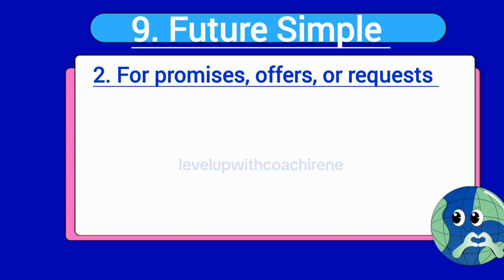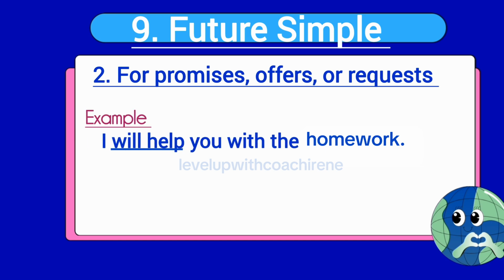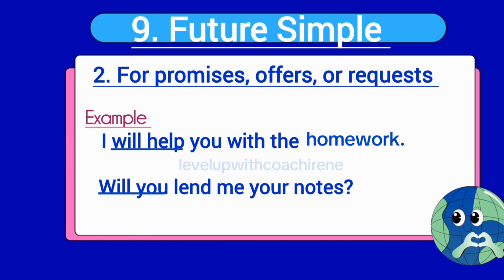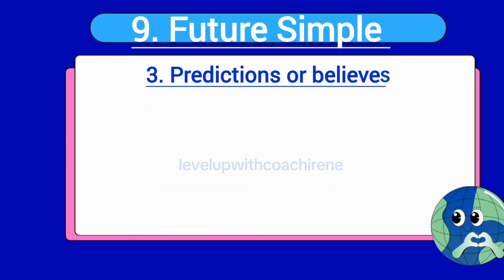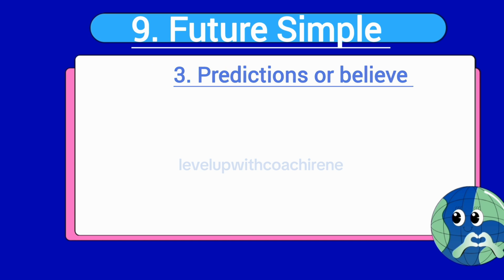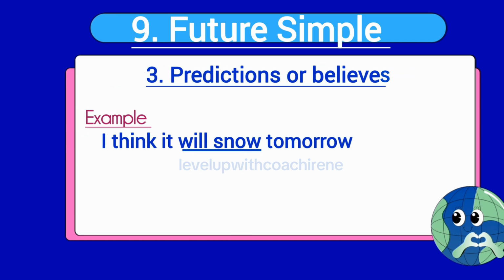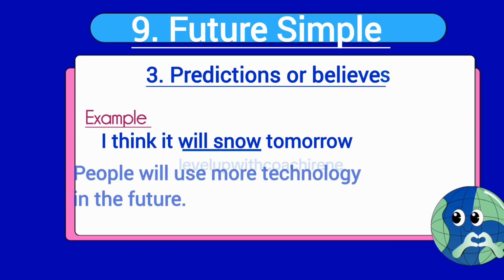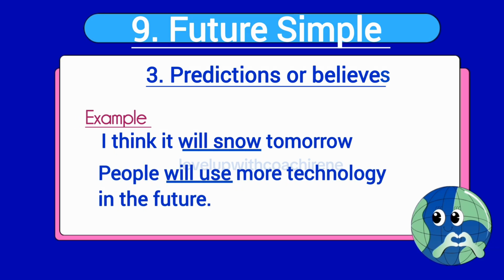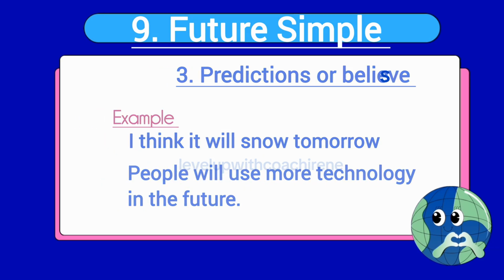Number 2, it is used for promises, offers, or requests. For example, I will help you with the homework. Will you lend me your notes? Number 3, it is used for predictions or beliefs about the future. For example, I think it will snow tomorrow. People will use more technology in the future.